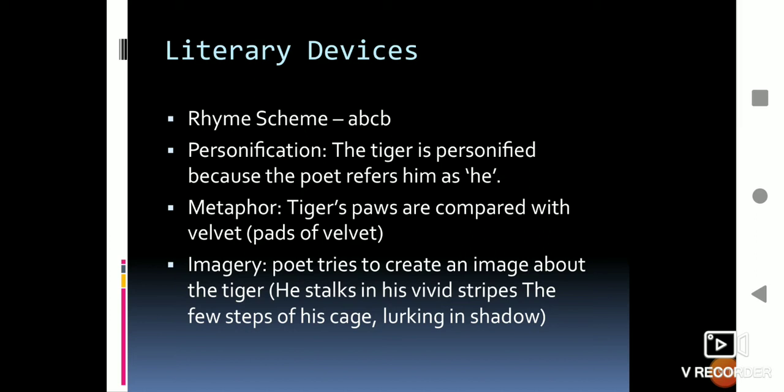Now, "he stalks in his vivid stripes." So suddenly there is an image in your mind of a tiger with his bright colored skin walking in the cage. So an image is formed, so it's a visual imagery. The few vivid stripes, the few steps of his cage. So imagery is also one of the literary devices used here.